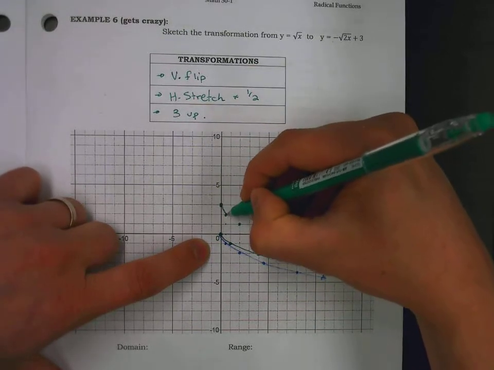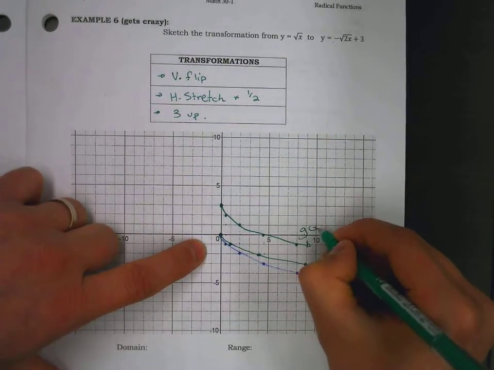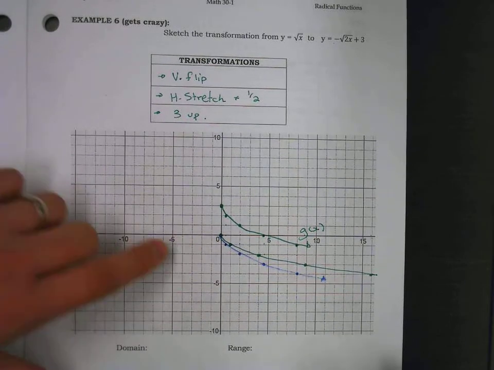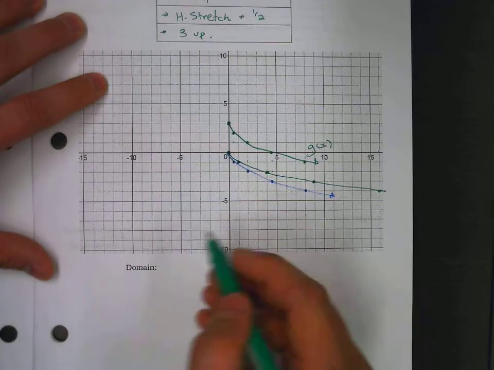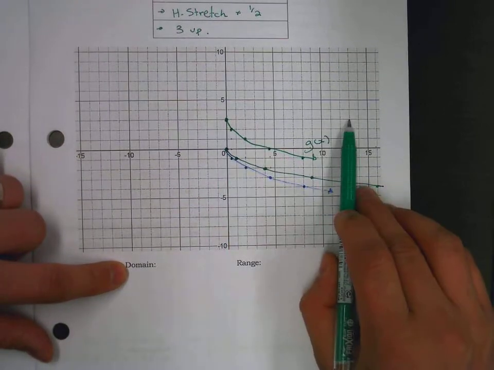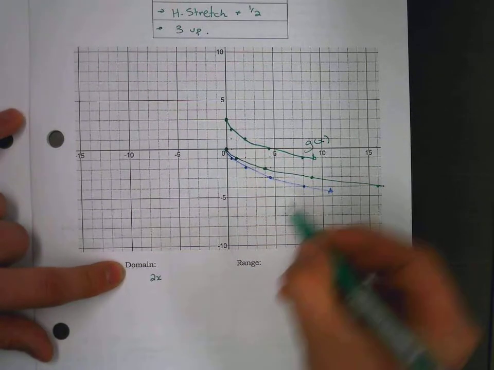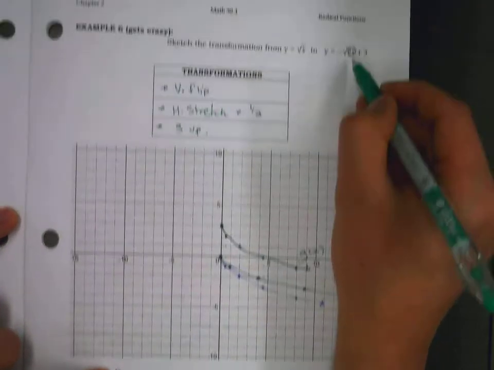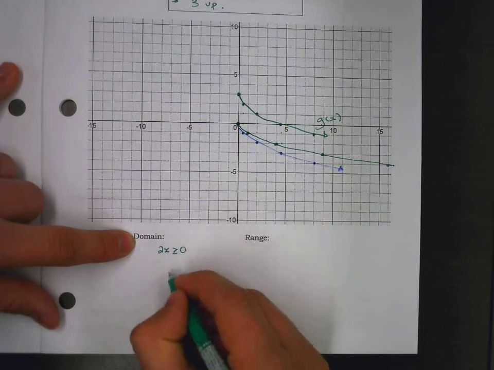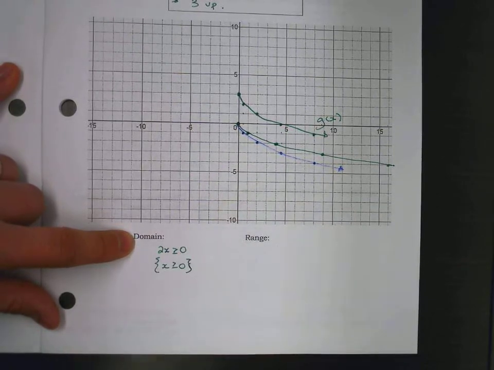And here is the final result, which we'll give the name g of x, as the final result of 3 transformations. Where does this graph exist? Well, considering the domain, it looks like it exists everywhere to the right of 0. We could still use a similar logic to say, when is the inside, 2x, greater than or equal to 0? And in solving for x, it is still x is greater than or equal to 0.